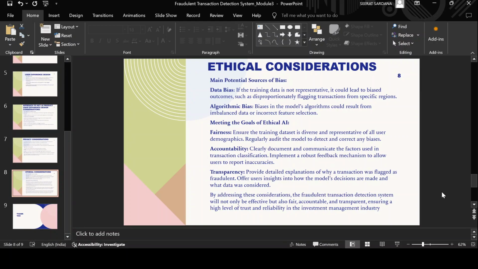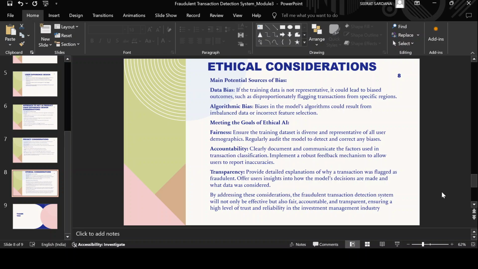Last one is the ethical consideration. The main potential sources of bias which we foresee would be data bias, in the way we are training on that data. In case we have any special biases in the data, for example highlighting a particular region, then the system can be trained to stop legitimate transactions from that region. So we need to make it more independent in taking those decisions, and we are going to remove all of those biases from the data.